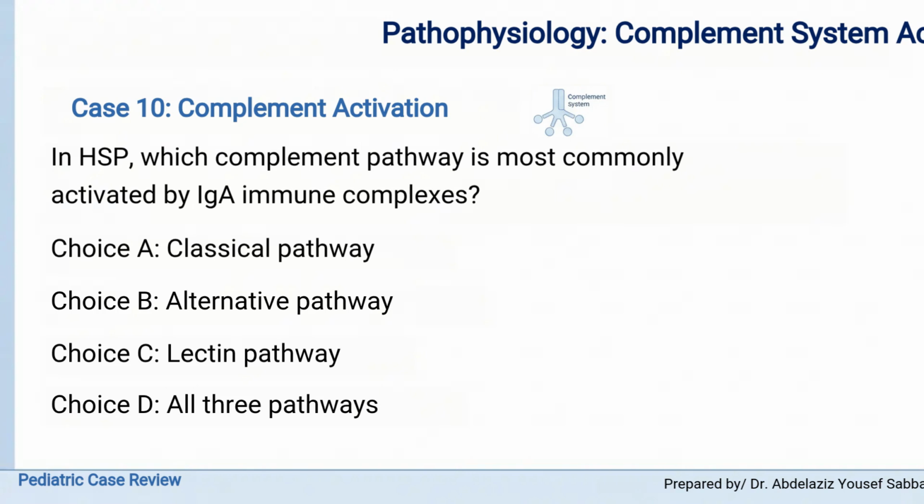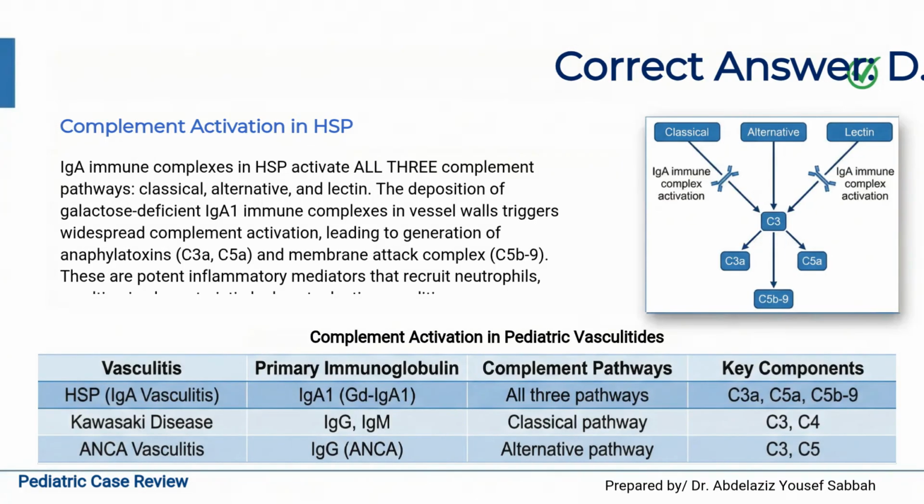Option A. Classical pathway. Option B. Alternative pathway. Option C. Lectin pathway. Option D. All three pathways. The correct answer is option D. All three pathways. Immunoglobulin A immune complexes in Henoch-Schönlein Purpura activate all three complement pathways: the classical pathway, the alternative pathway, and the lectin pathway.